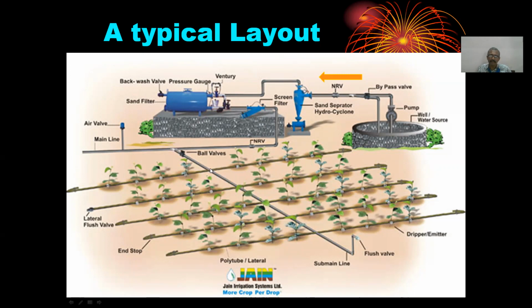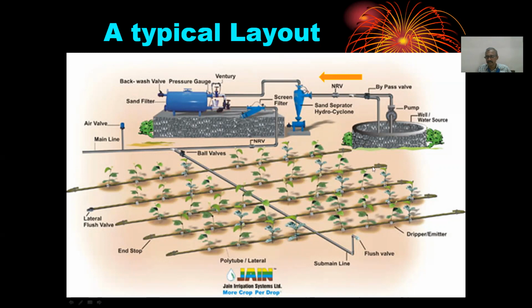Then from the submains, lateral pipes are taken. They may be underground or overground. In the laterals, you have drippers. The drippers may be placed over it, or the drippers may also be built inside. Those kinds of distinctions we will see in detail later on.